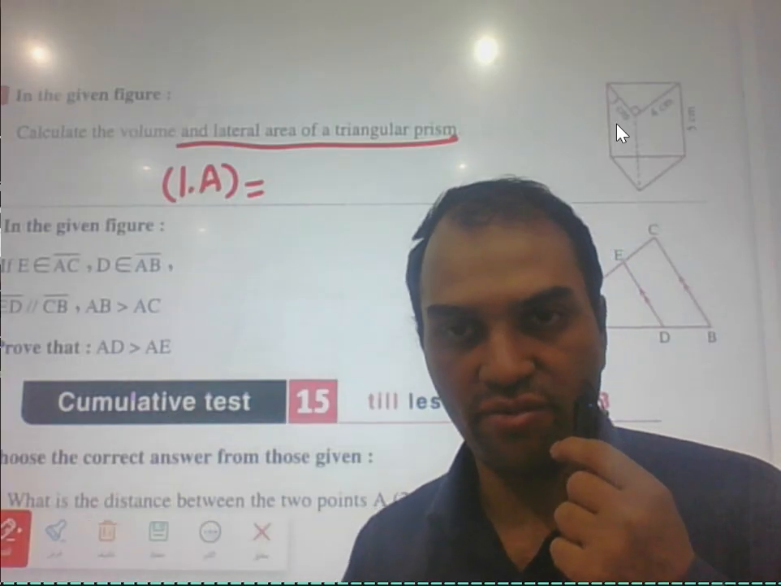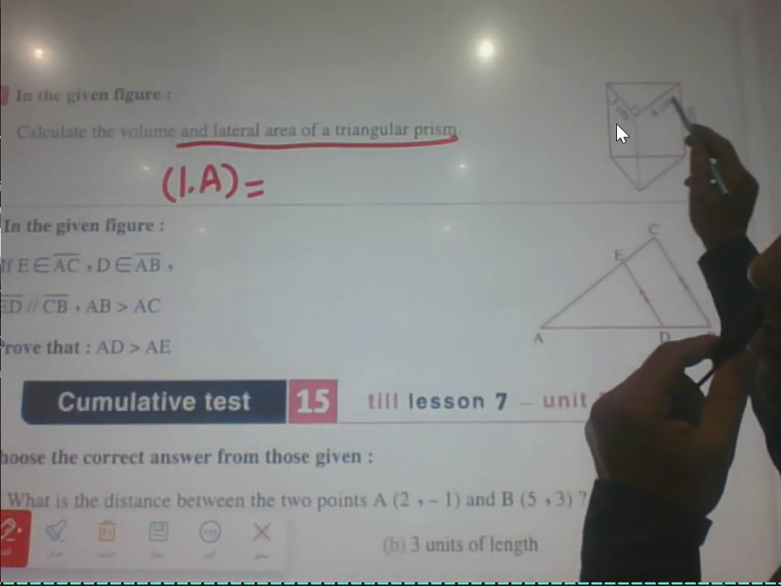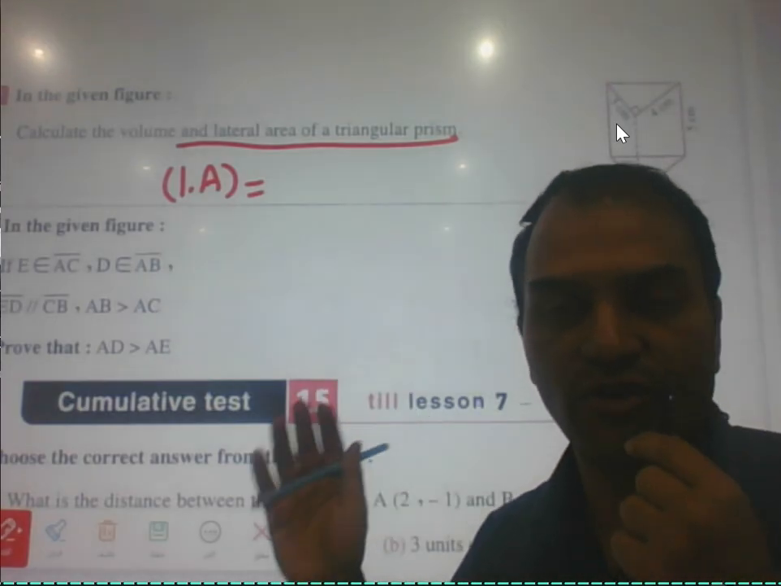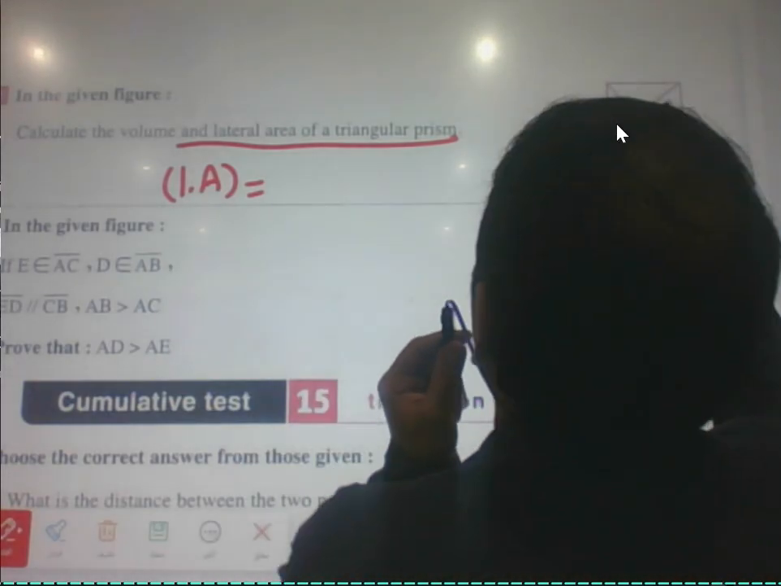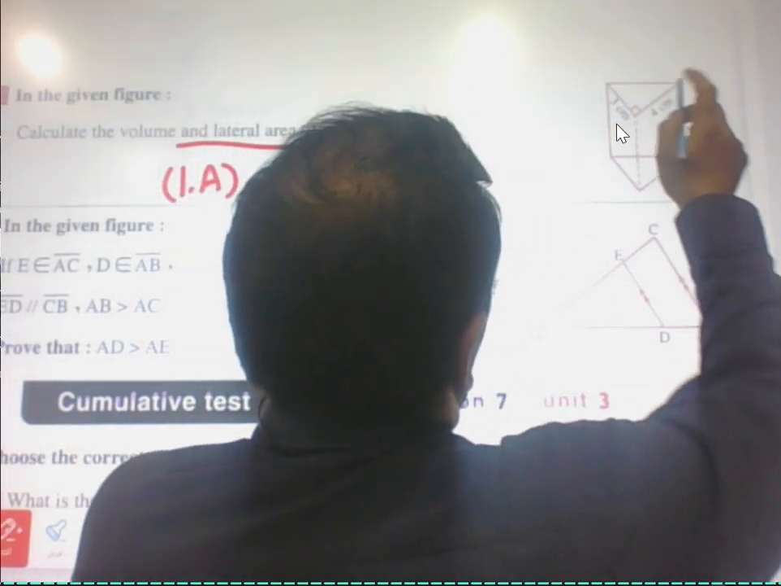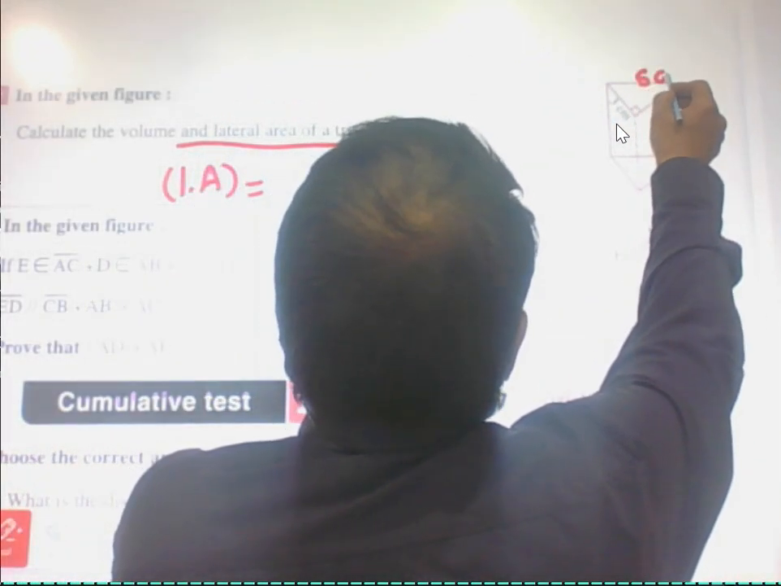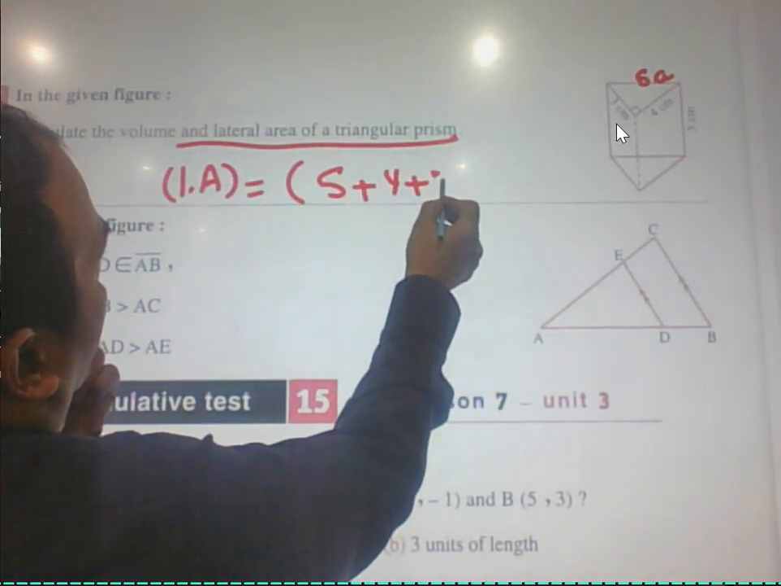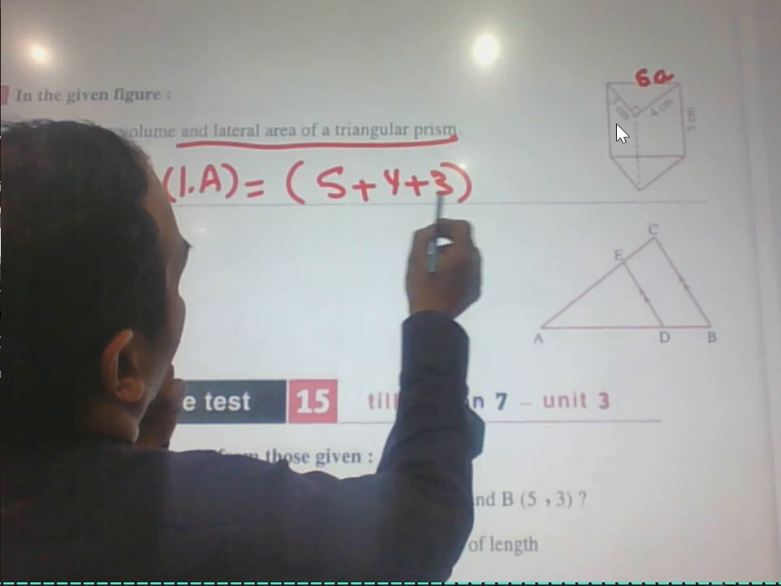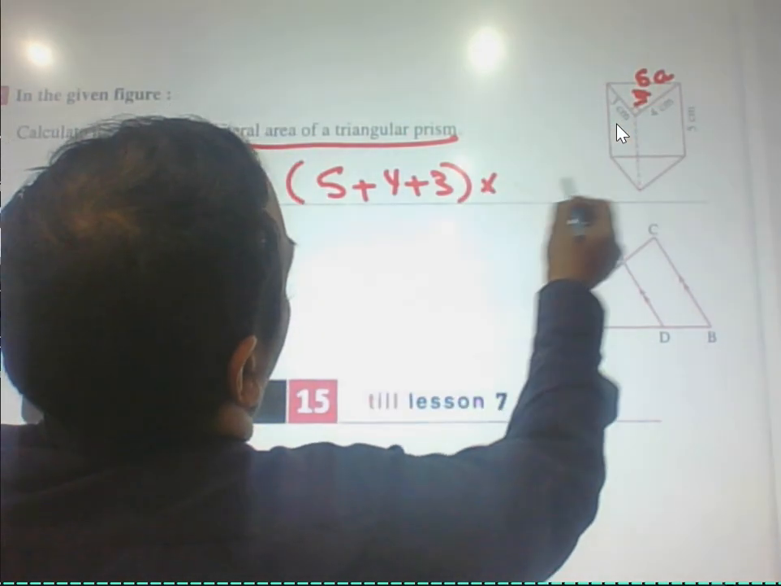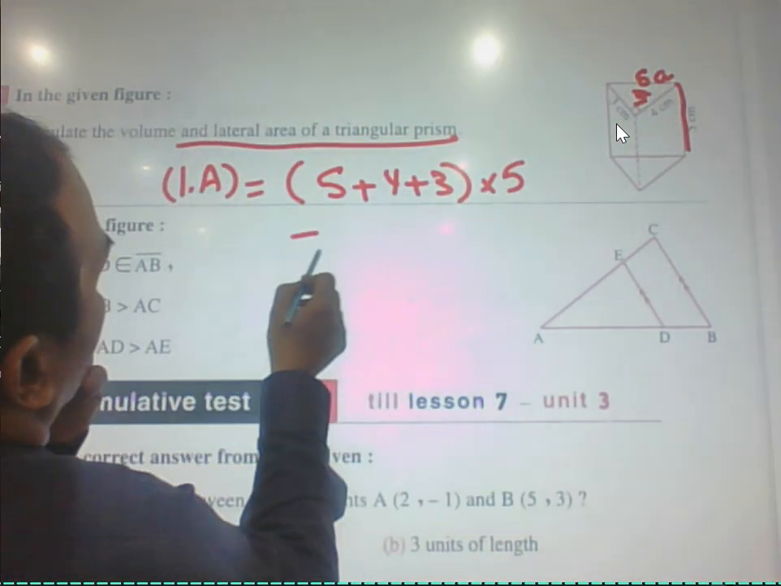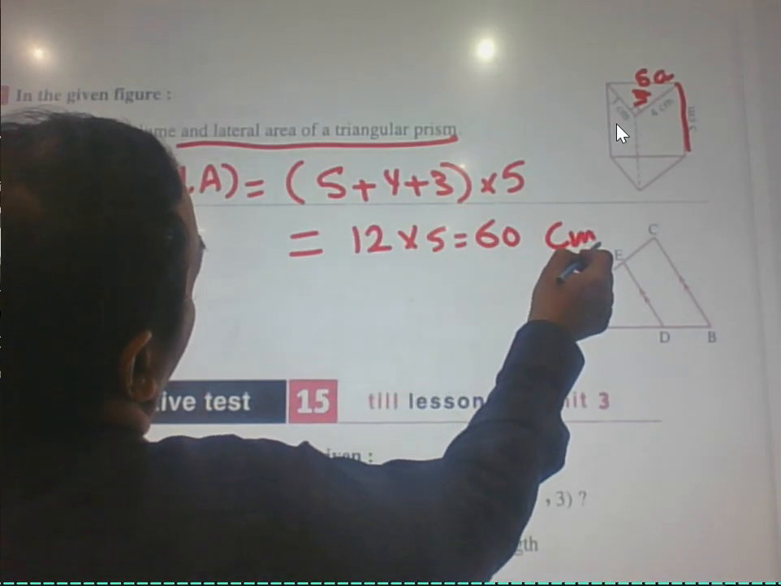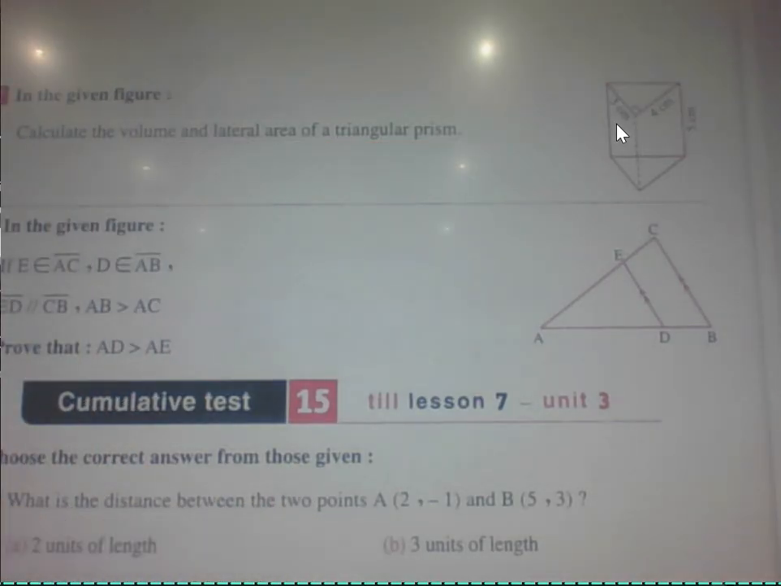3, 4, 5. You remember about the dimensions? 3 power 2 equals 9, and 4 power 2 equals 16. 16 plus 9 equals 25. The square root of 25 will be 5 centimeters. Then the lateral area equals 5 plus 4 plus 3, the circumference or perimeter of the base, times the height. The height will be 5. Then 5 plus 4 is 9, 9 plus 3 is 12, and 12 times 5 equals 60. Then the area will be 60 square centimeters.